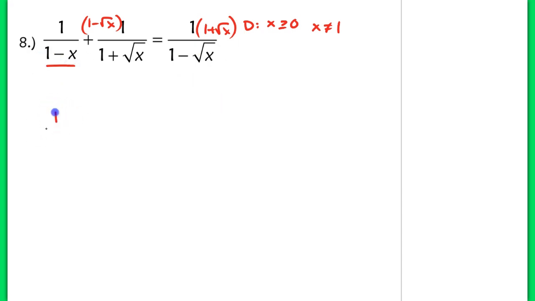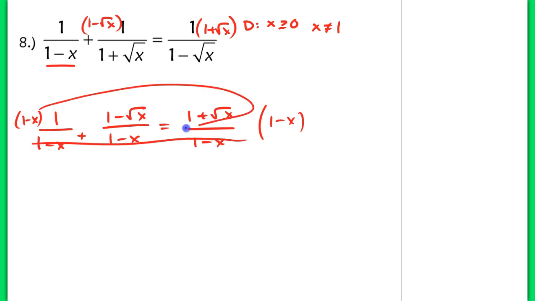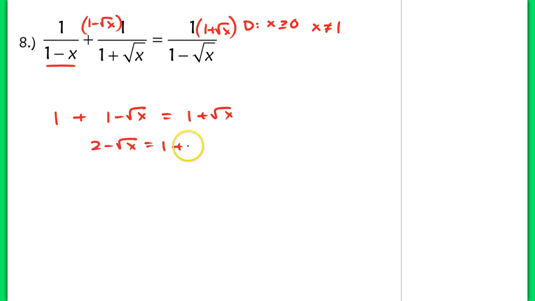So now I have 1 over 1 minus x plus 1 minus root x over 1 minus x equaling 1 plus root x over 1 minus x. Now again, once you have your common denominators, you can get rid of them by multiplying by 1 minus x on both sides. You don't actually have to show this work because basically we just clear the denominator and start solving the numerator. So I'm left with 1 plus 1 minus root x equaling 1 plus root x. So we'll simplify: I have 2 minus root x equaling 1 plus root x.